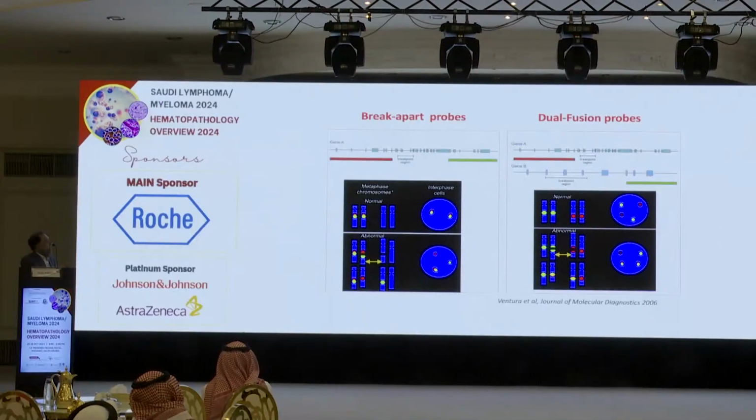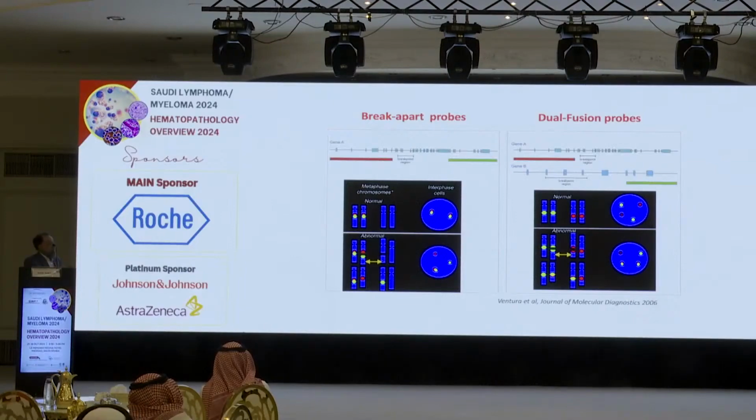A break-apart probe is more or less a probe where you are basically finding the gene by flanking the 5' and 3' areas. For the gene to be intact, you have to have both the signals together, right? This is the first one. If it's not intact, the signals break apart, you have two separate signals, and that's your positive result.